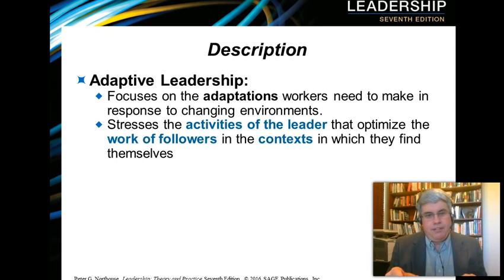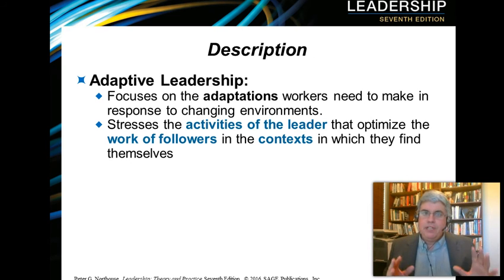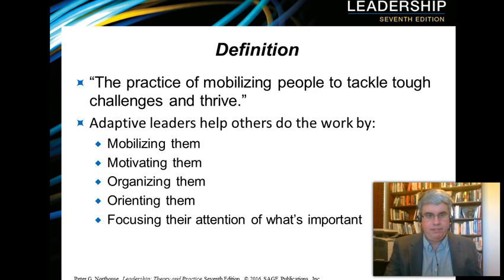So let's look at some of the key points of adaptive leadership. First of all, we call it adaptive leadership because it focuses on the adaptations, the changes that the workers need to make in response to changing environments. When things change around them, workers need to change and to adjust, and it's the leader's responsibility to help them do that. So this model stresses the activities of the leader that will optimize the work of the followers. So the leaders are going to do stuff so that the work of the followers is the best it possibly can be, and this is done in light of the context in which the workers find themselves.